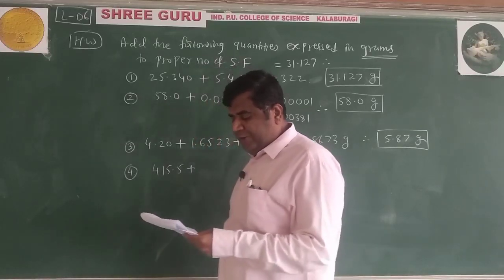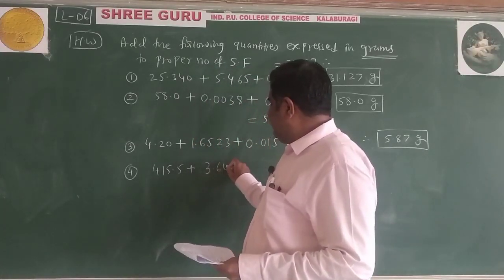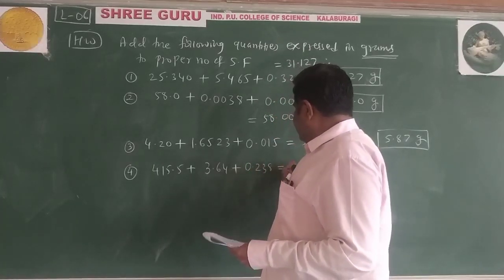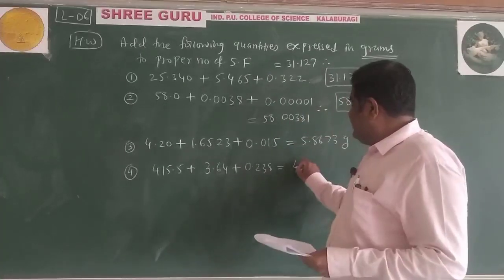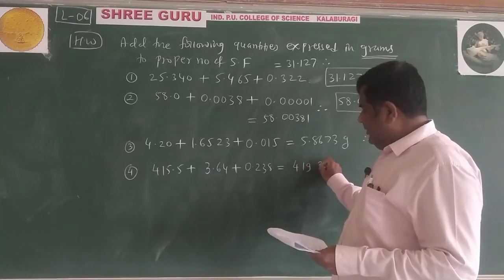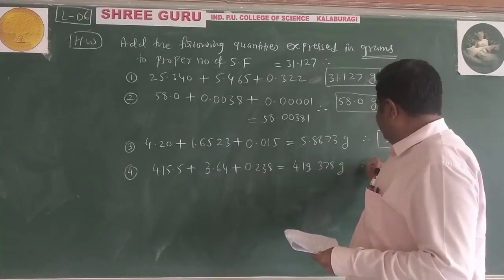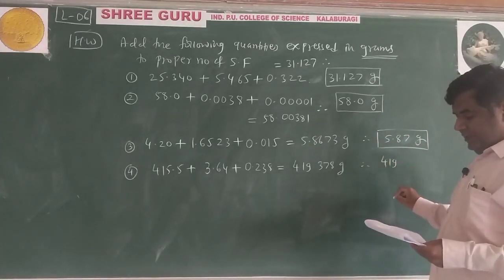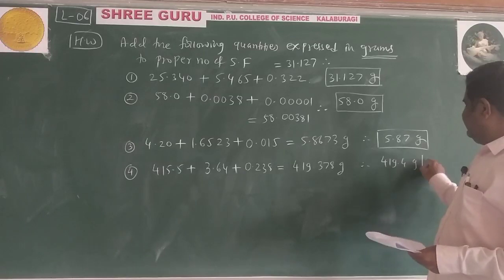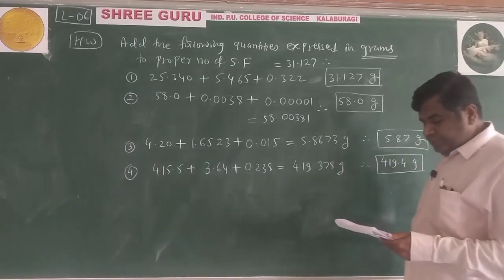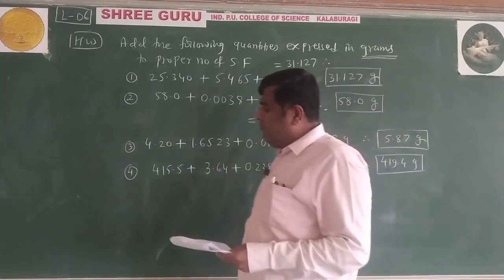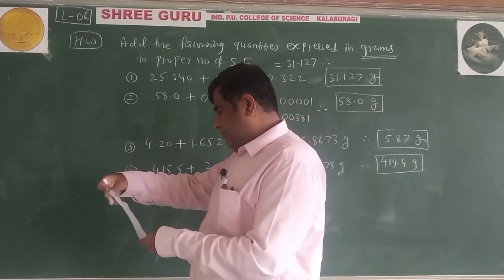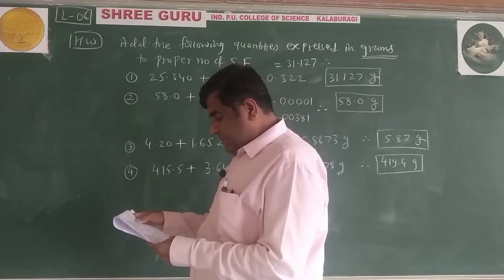5.5 gram, 3.64 gram plus 0.238 gram. The answer is 419.378 gram, and hence the answer is to be reported as 419.4 gram. Right. So this is for addition. I'll write subtraction also.